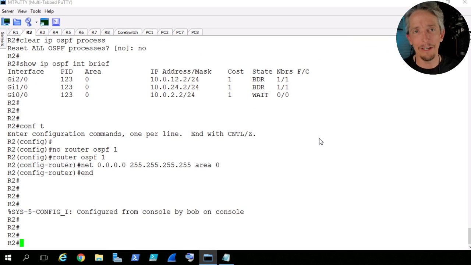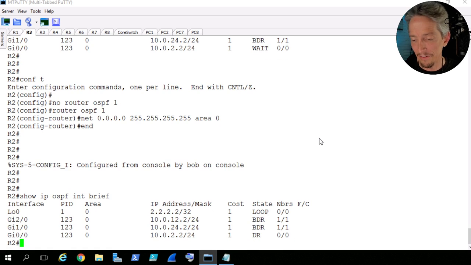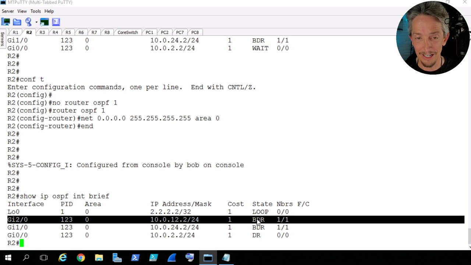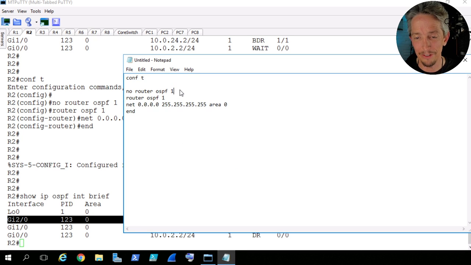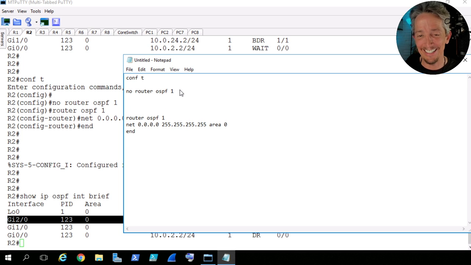And then wait, it's gonna be about probably 40 seconds or so as they identify there's no DR, no BDR, and they resolve. Let's just verify that we have OSPF. Yeah. Oh. I'm looking at these. 10.2, how come he's a DR already? Didn't I disable it? Hold on. No router OSPF. I'm not convinced. I didn't see interfaces go down. I didn't see bouncing. Let's do this.